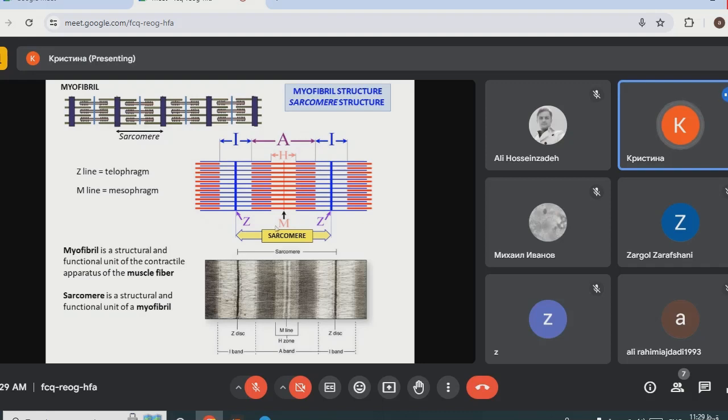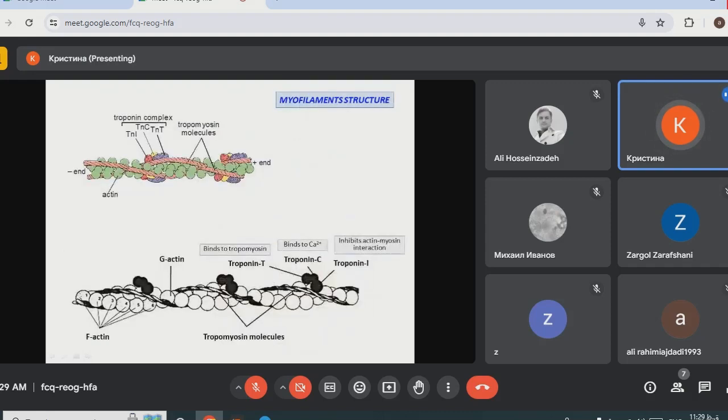And in the M line, in this area, in the H zone, you have only thick myosin filaments. Now we will look closer at the structure of the myofilaments.